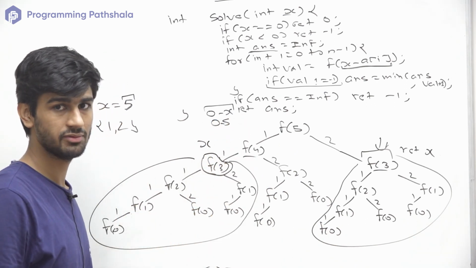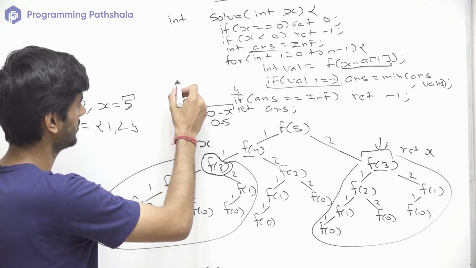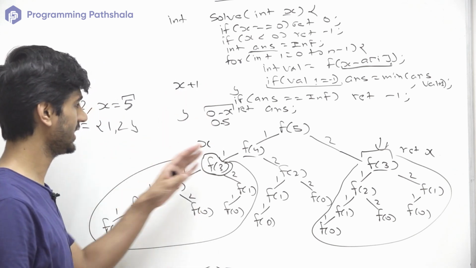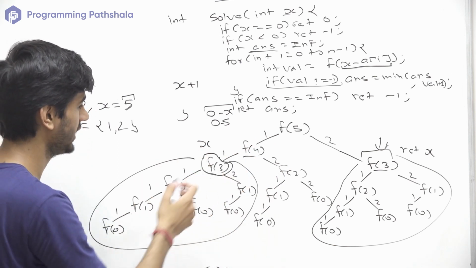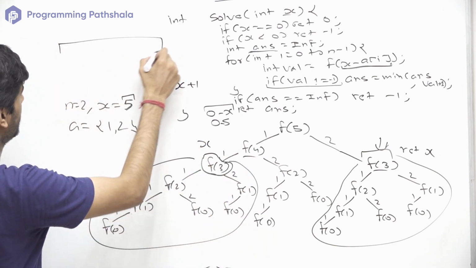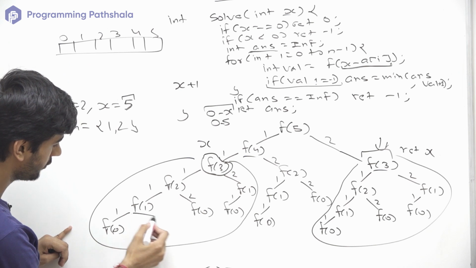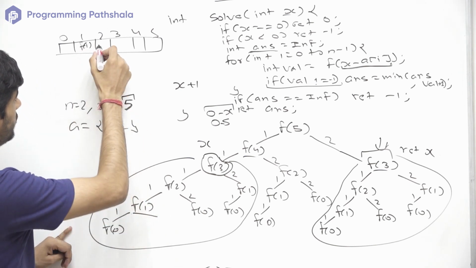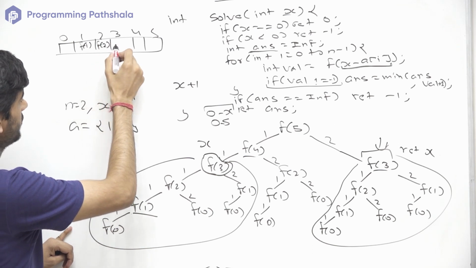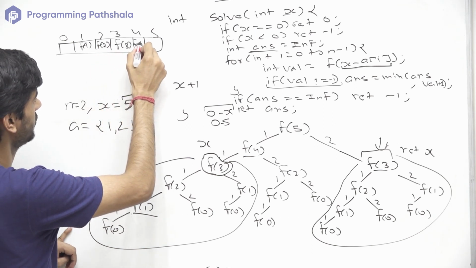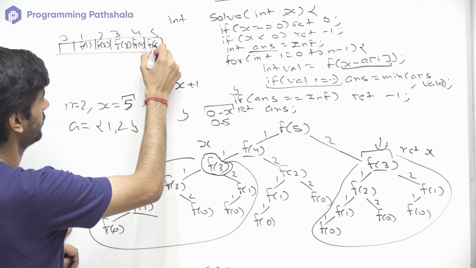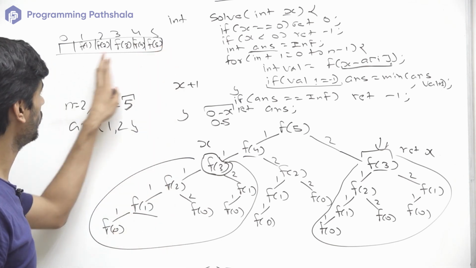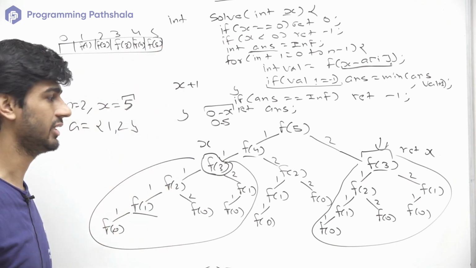So in order to memoize, we will require an array or a vector of size x plus 1, right? In this case, x is equal to 5, so we will require an array of size 6. So let's have an array. The answer for f of 1 can be stored here. Answer for f of 2 can be stored here. Answer of f of 3 can be stored here. And answer for f of 4 can be stored here, and answer for f of 5 can be stored here, right? So these are the only unique function calls that we have, right?